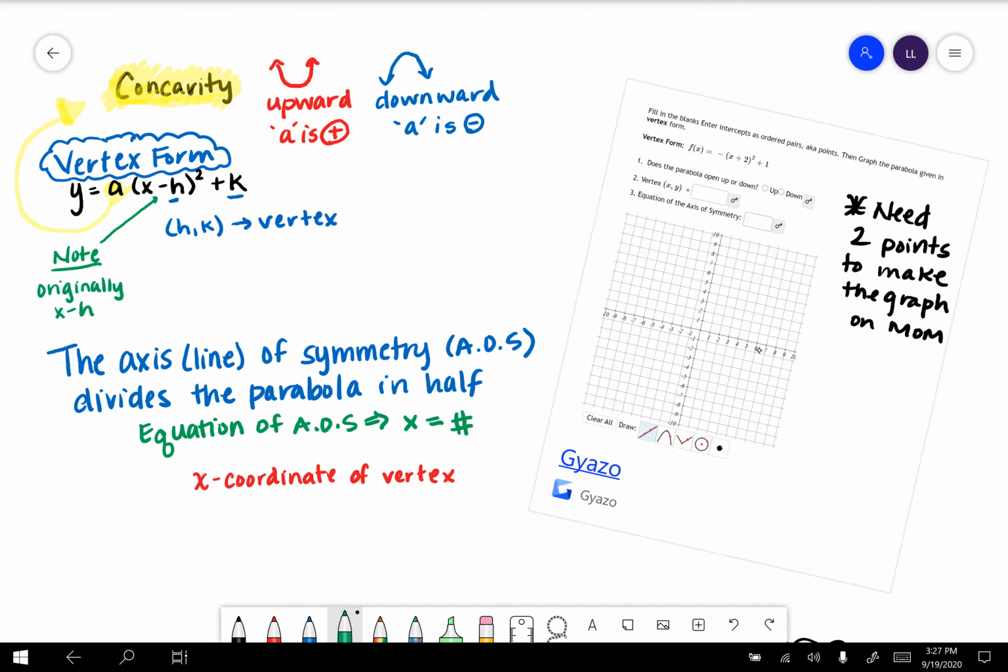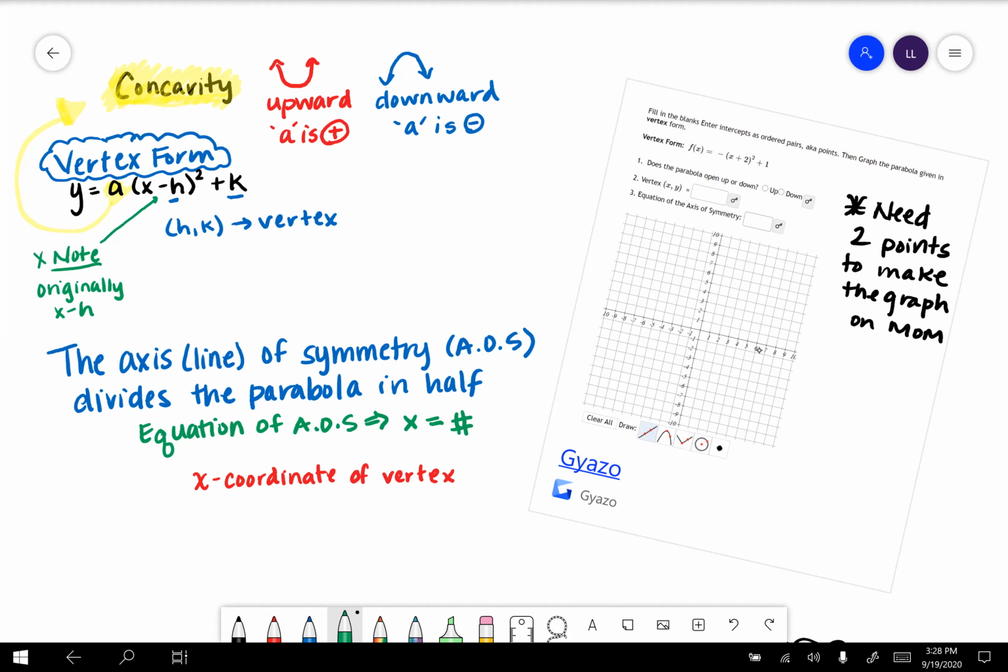Hi everybody, in this video you're going to determine the key features from an equation. So fill in the blanks, enter the intercepts as ordered pairs, aka points, then graph the parabola given in vertex form. So vertex form is y equals a(x minus h) squared plus k.